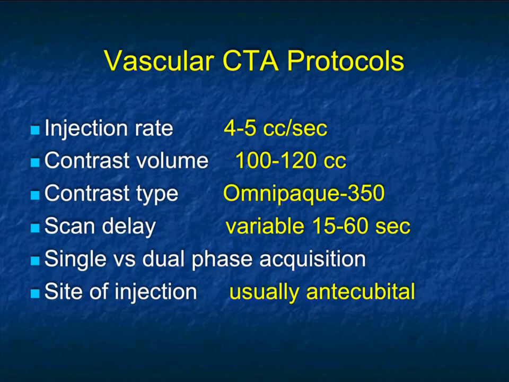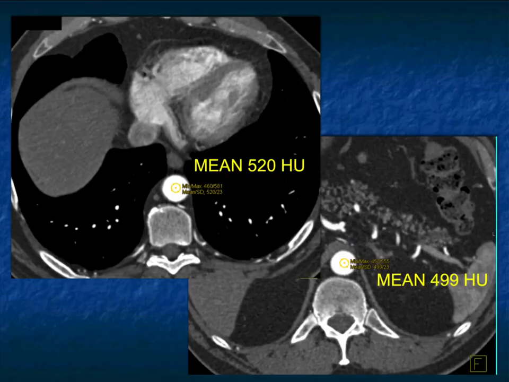But often we'll do dual phase because not only are we looking at the vessels, but we're looking specifically at the organs, and an antecubital fossa injection is going to be ideal. If you time things correctly, your attenuation here was around 500. And if you time things correctly and you scan fast enough, the attenuation is going to be pretty close throughout the entire aorta and its branch vessels.